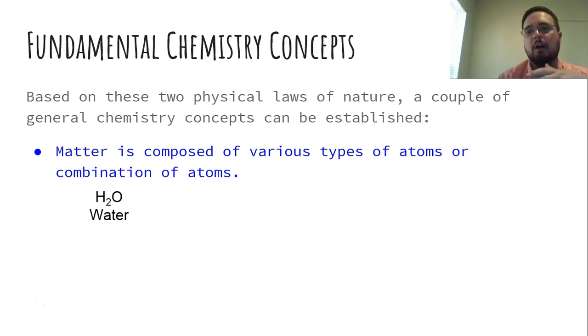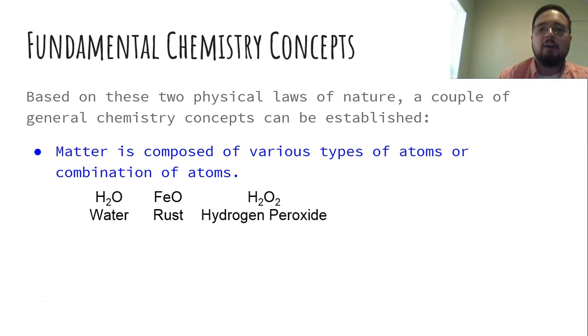So for example, water, rust, which is iron 2 oxide in this case. Now hydrogen peroxide looks really similar to water, but it's not the same thing. So matter can look very similar to each other, but it does not mean it's going to react the same way, act the same way, or be made the same way. So if I set up a chemical equation for making hydrogen peroxide, it would look a little bit different than making water, but the laws of conservation of mass and energy would still be conserved.